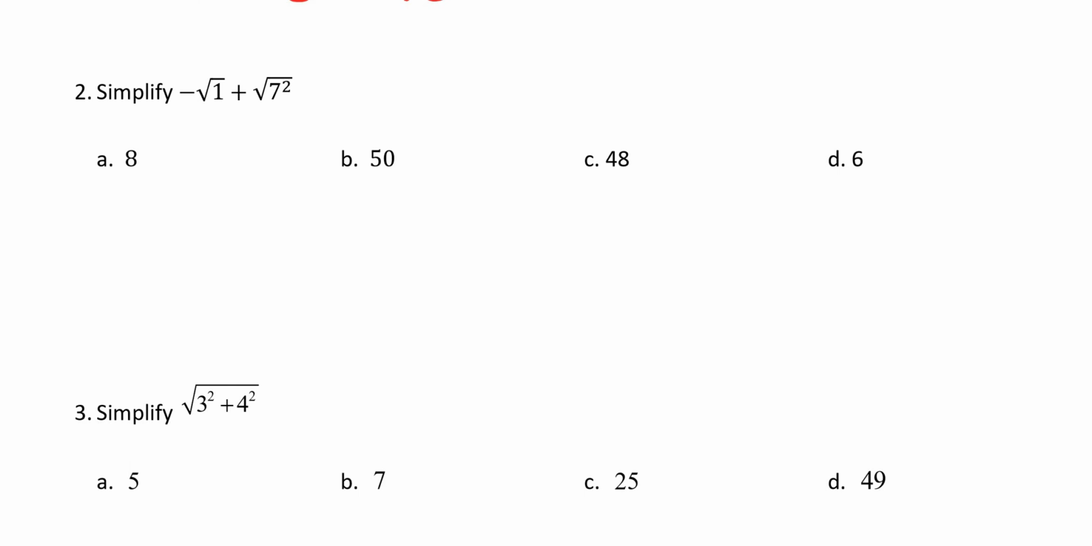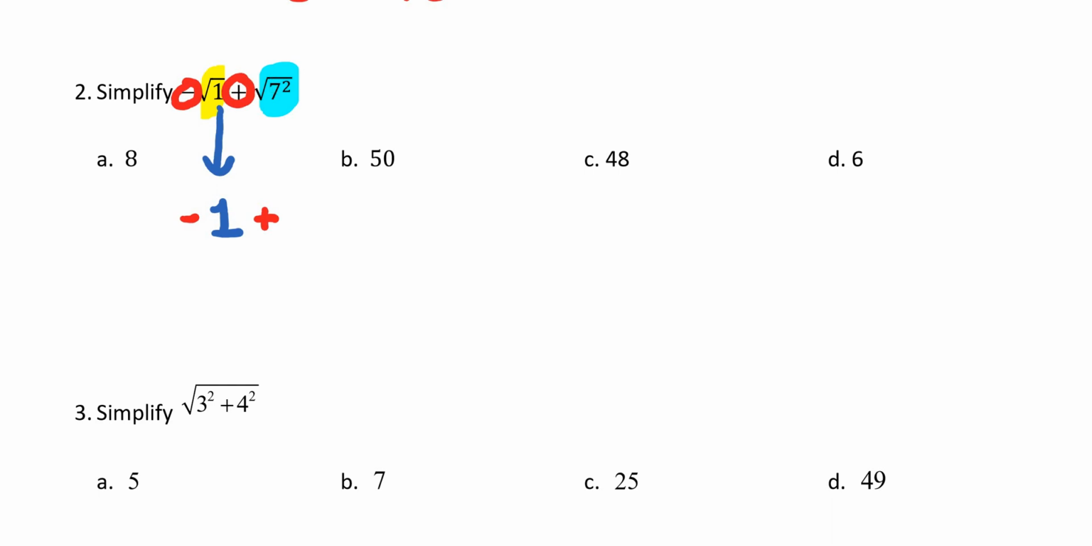I need to simplify this expression here. If I take a look at this part of the question, the square root of 1, well, the square root of 1 is just positive 1. And then you have this minus sign on the outside, so that just tags along. And then you have a plus sign, so the plus sign will tag along. And then finally, there is the square root of 7 squared.